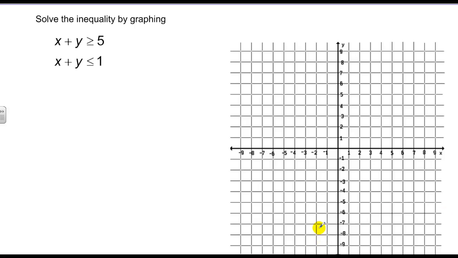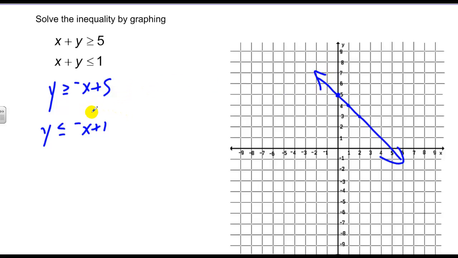Last example, we'll take and put these in slope-intercept form. So that's y is greater than or equal to negative x plus 5, and y is less than or equal to negative x plus 1. Go ahead and graph that. There's 5, down 1 over 1. Solid line to connect.